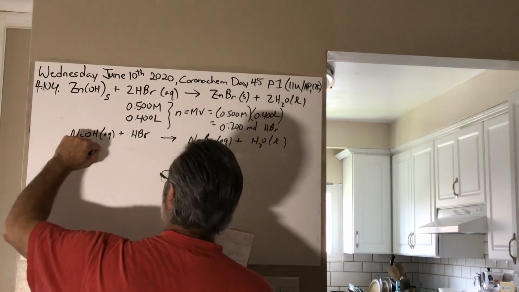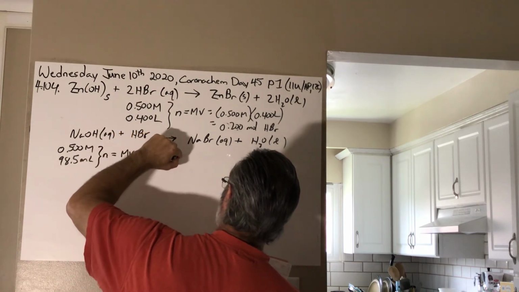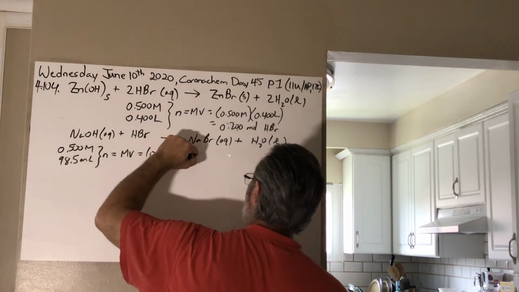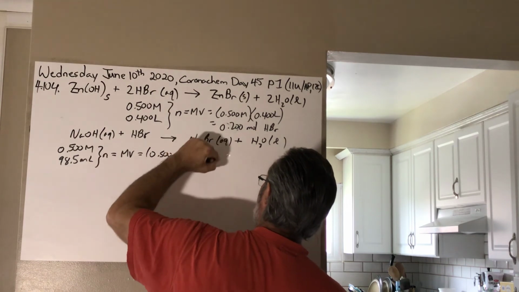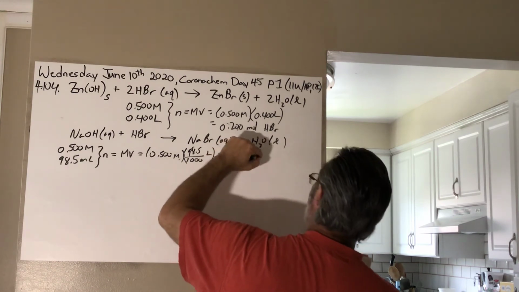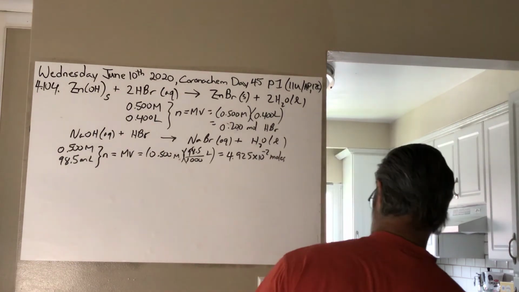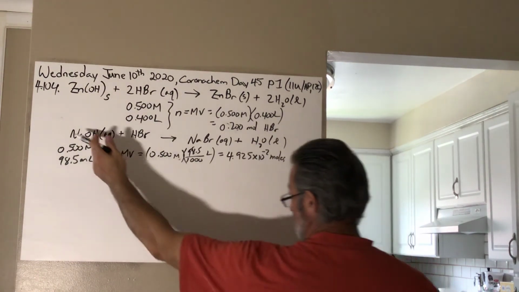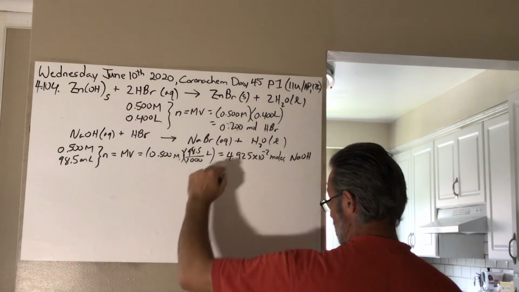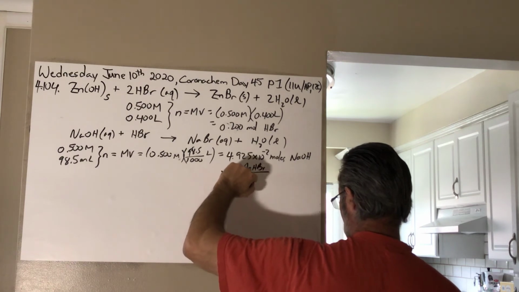titration. Again, using n equals MV, the molarity is 0.500 times 98.5 thousandths of a liter. That gives you 4.925 times 10 to the minus 2 moles of NaOH used, and because it's 1-to-1, the same amount of HBr was present. So times 1 mole HBr for every 1 mole of NaOH.